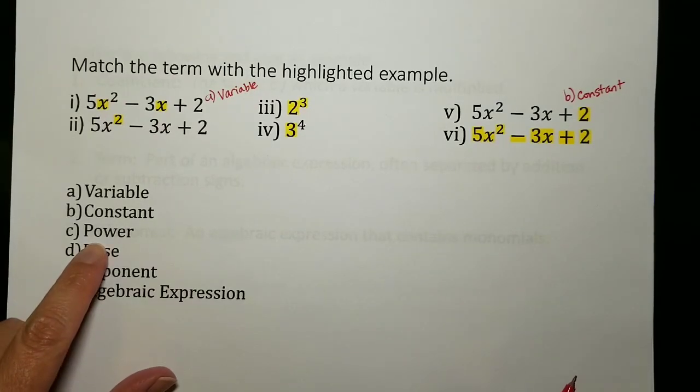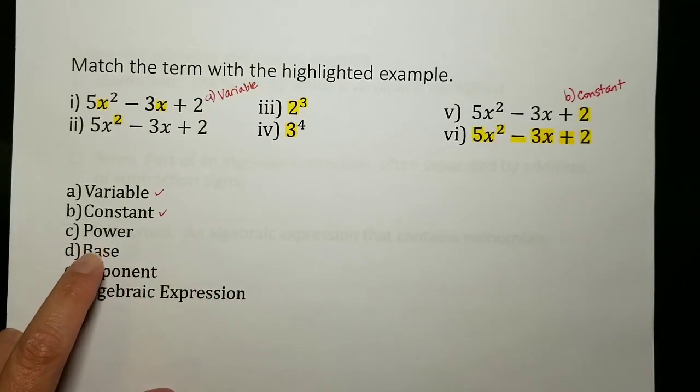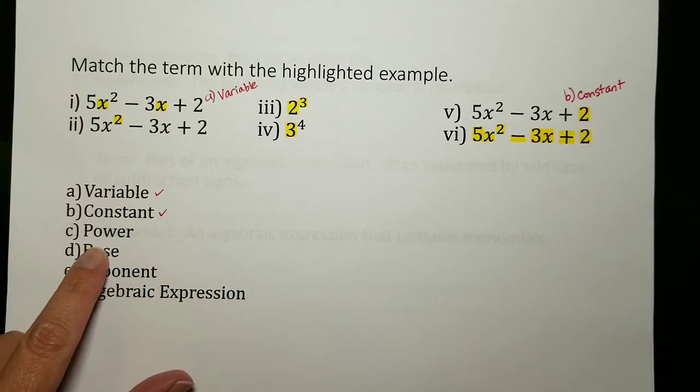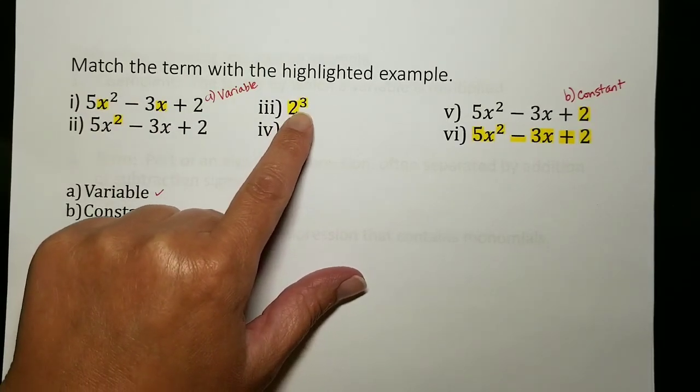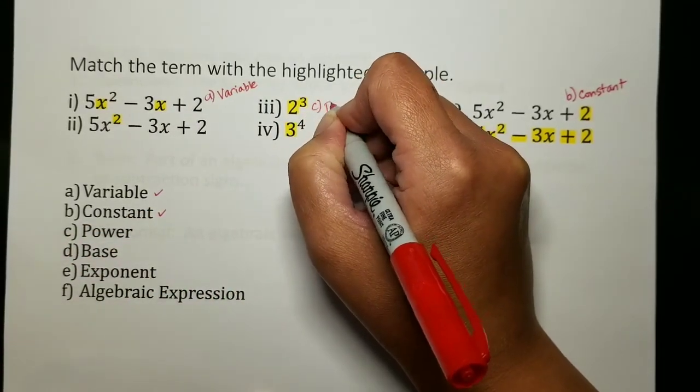The third one is power. So I'll check these off as I go. Some people mix up power and exponent. So a power refers to the whole expression with a base and an exponent. So a power is going to be this one, 2 to the exponent 3. The whole thing together is a power.